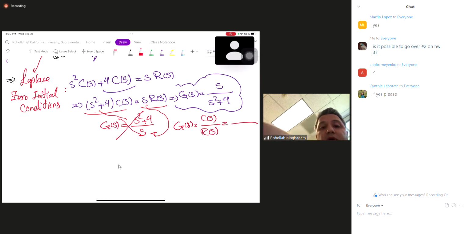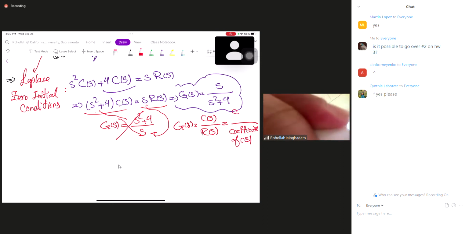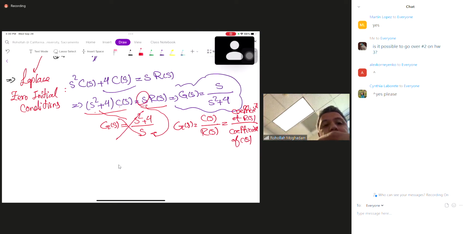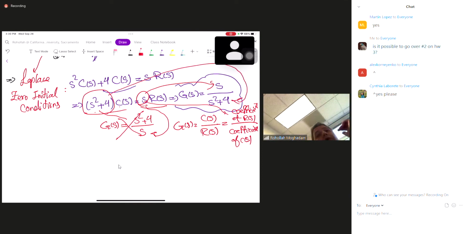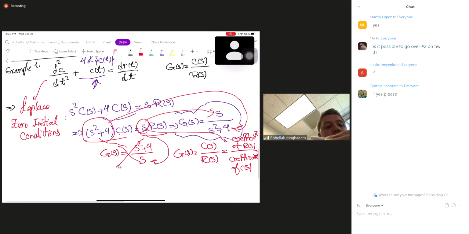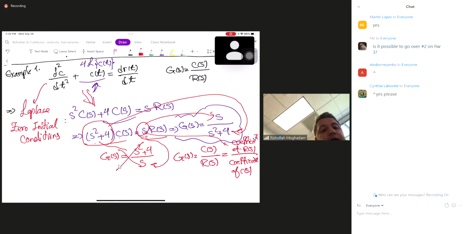So the polynomial in the denominator is the coefficient of C of s, and the polynomial in the numerator is the coefficient of R of s. Here the coefficient of R of s is s, so it goes to the numerator. The coefficient of C of s is s squared plus 4, so it goes to the denominator. All right. The main part of this problem is to find this, and the rest is just simple math.